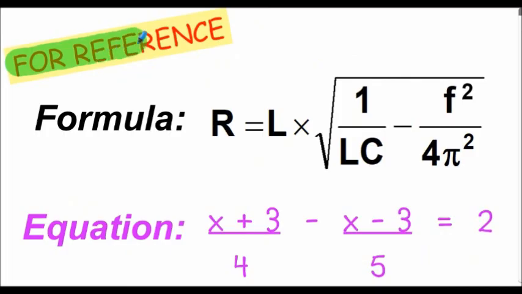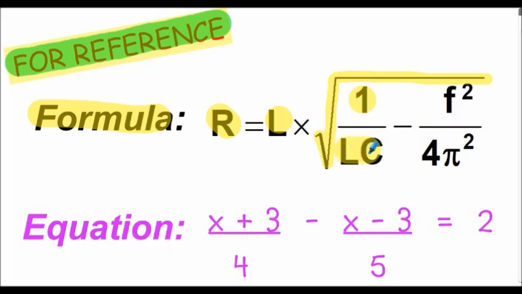Note for your reference that within this presentation, there's a tendency to use the term formula and equation interchangeably, but a formula is shown here on the top of the slide. R is equal to L multiplied by the square root of 1 divided by LC minus F squared divided by 4 pi squared. Currently the subject is R. If we wanted to, we could rearrange to make the subject F, in other words transpose for F.